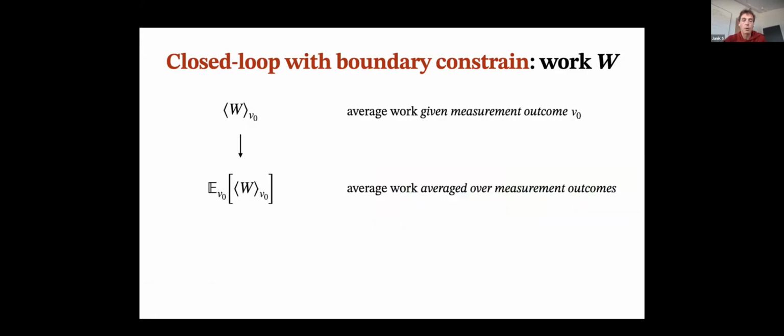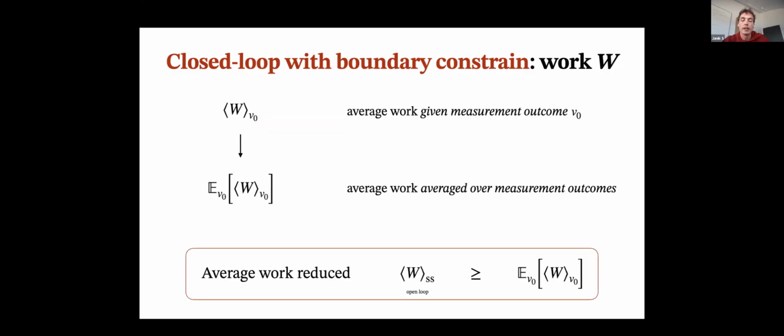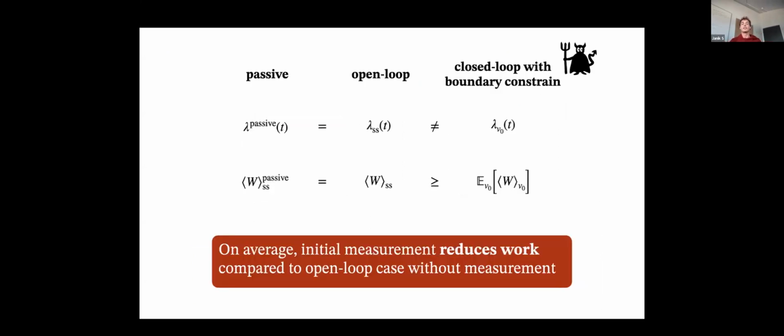Cool, okay. So what happens if we now consider the work averaged over all measurement outcomes? And the important takeaway here is that this expression is always reduced compared to the open loop case. So the takeaway here is kind of the initial measurement really does help to reduce the amount of work we require to drive such a protocol. And that's again summarized here on this slide. And kind of leads to the final protocol I want to present.